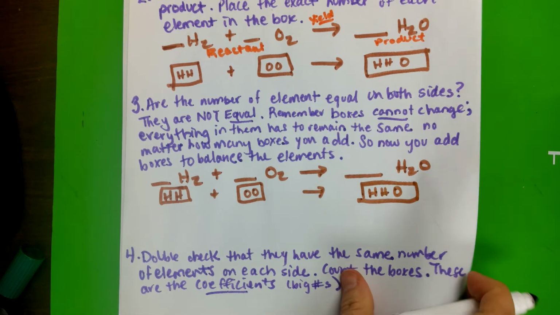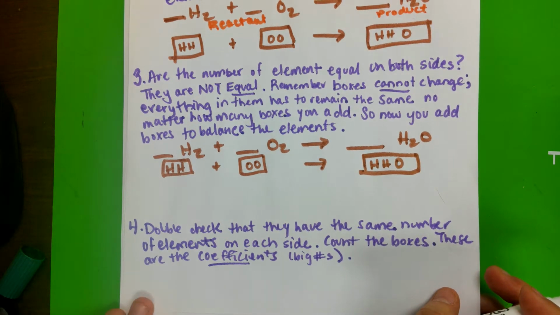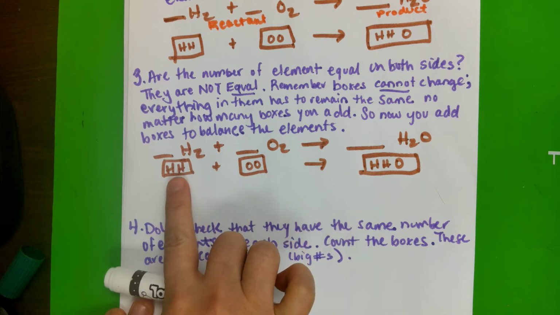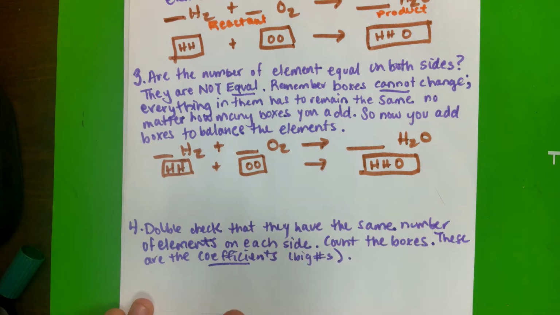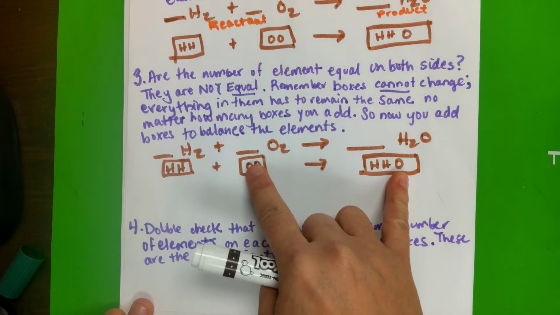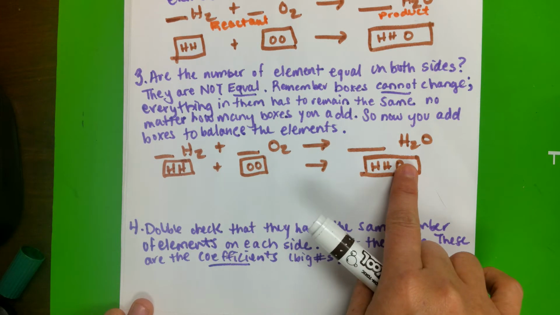Okay, so now that I redrew it, what I want to do now is add boxes to balance the element. We don't really worry about the H's here because really it's the O's that are unbalanced. So this side is 2, this one's 1.